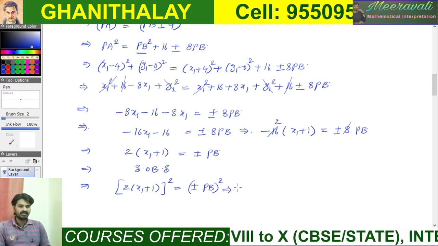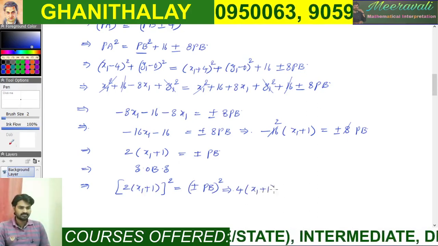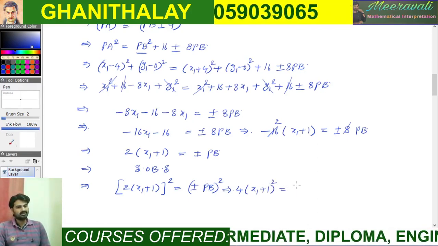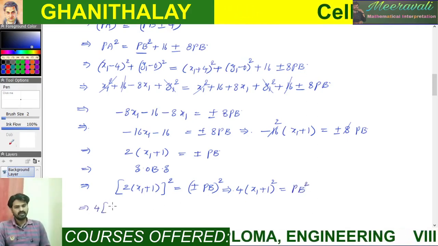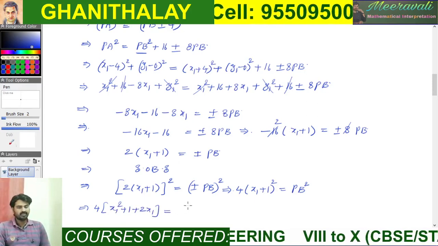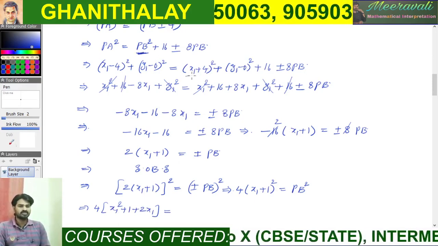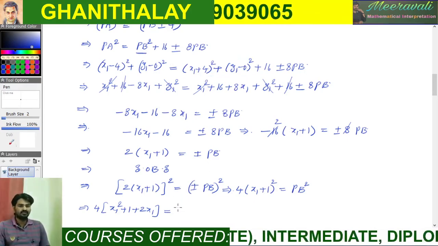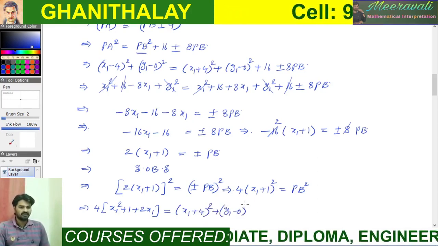Now if you expand carefully here, 2 square means 4, (x1 plus 1) whole square is equal to plus or minus, square means plus, square of plus or minus also plus, you can get here PB square. Here 4 into (x1 plus 1) whole square, of the form (a plus b) whole square, this is equal to PB. What is the PB? Already we have written PB here. PB square means you can write the same answer here, (x1 plus 4) whole square plus (y1 minus 0) whole square.